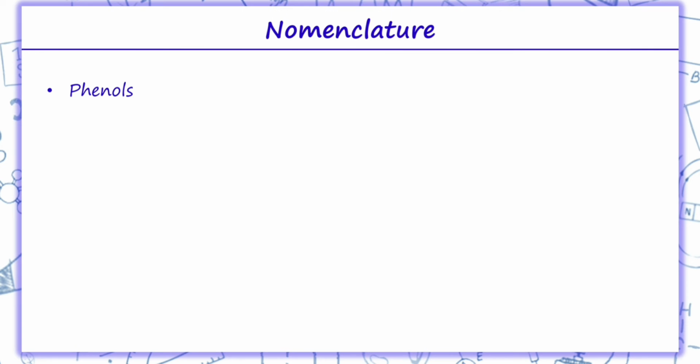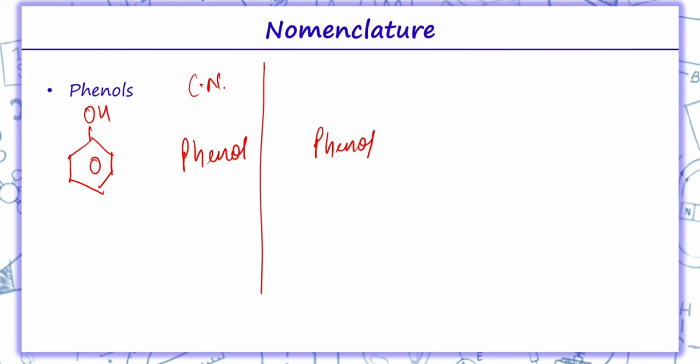Moving on to the nomenclature of phenols. In phenols, like we have the first example, in the benzene ring, if one OH group is attached, its common name and IUPAC name are the same, that is, phenol only.